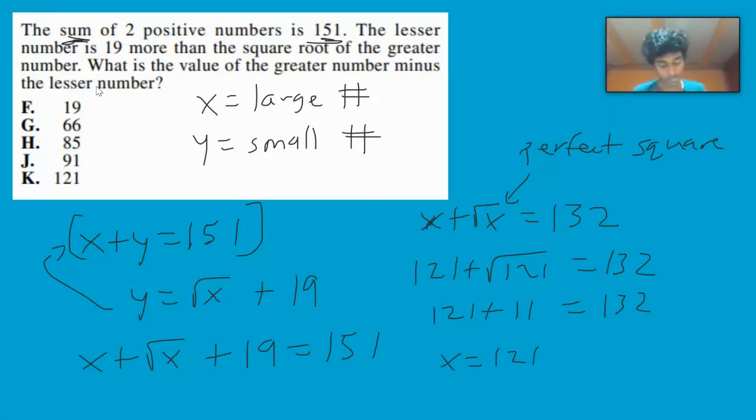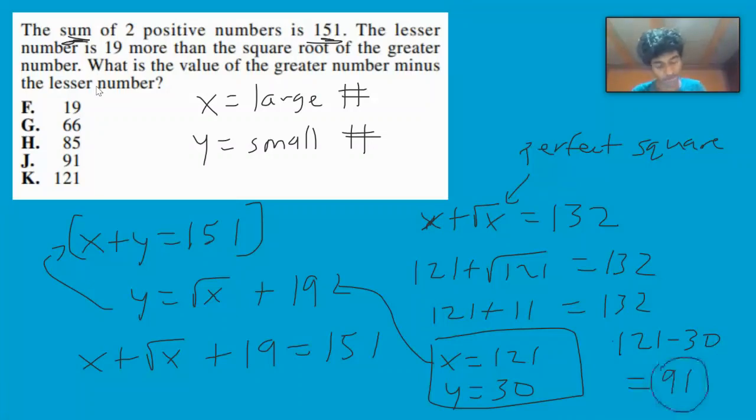Now we can plug this back into this equation right here and solve for y. If we do that, we'll get that y is equal to 30. So x is 121, y is 30. What is the value of the greater number minus the lesser number? This is 121 minus 30, which gives us a final answer of 91. So our answer is choice J.